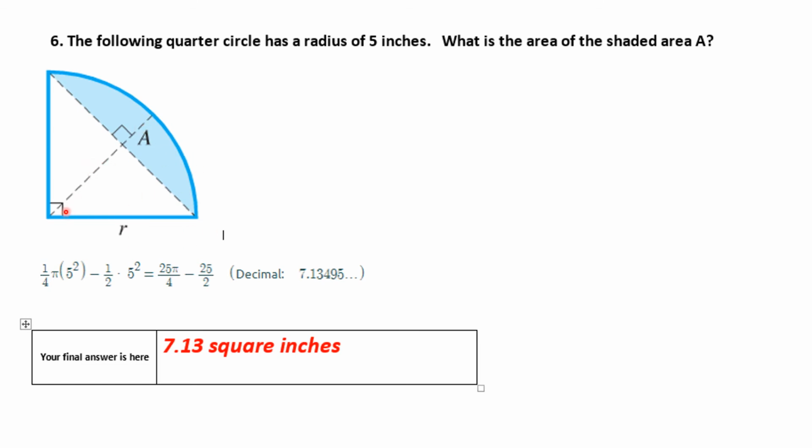Well, that's the difference between 1/4 of the circle, so that's 1/4 pi r squared, or 1/4 pi times 5 squared, minus the area of the triangle, but that's 5 and that's 5, so this is 1/2 5 times 5, 1/2 the base times the height. You do all that calculation and you get 7.13 square inches is the units.